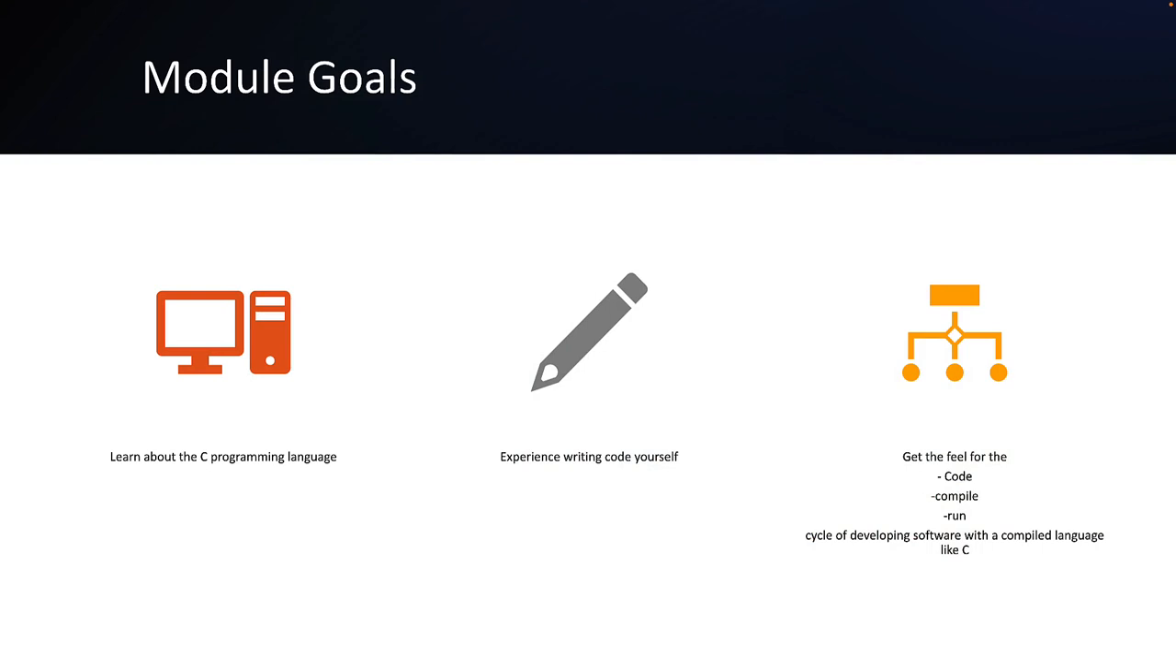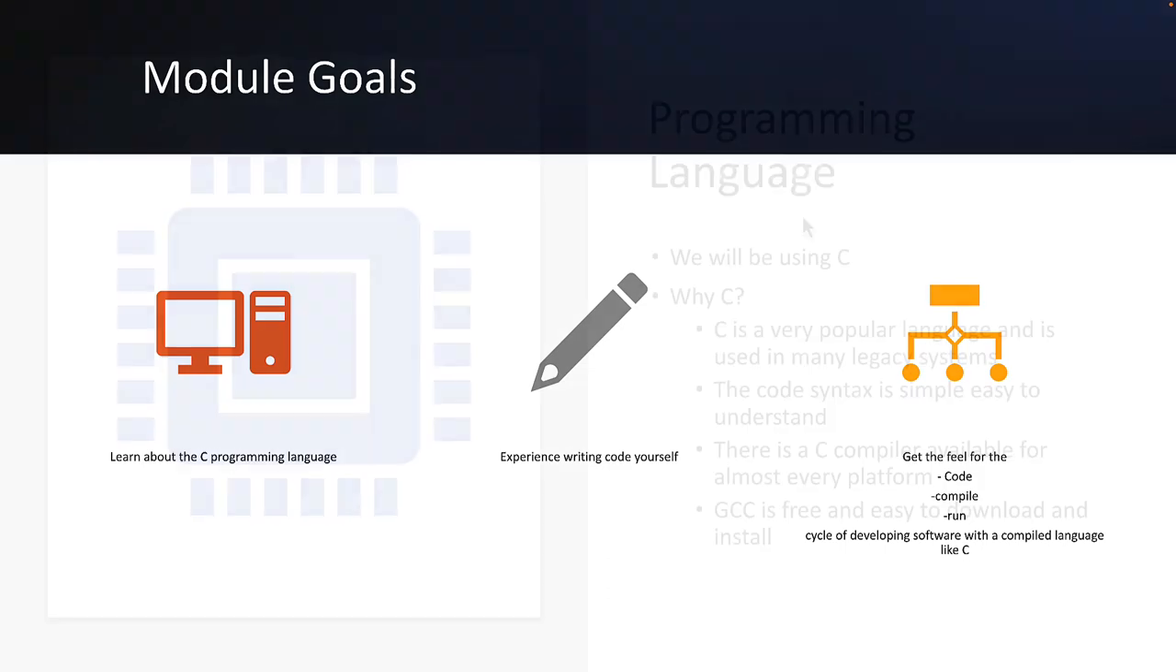So the goals for our module first is to learn about the C programming language. That's the language that we're going to be using in this module. And number two is to experience writing code for yourself. Again, you're not going to be a seasoned programmer after this module, but you'll get a feel for what it's like to write code. And we'll start very simple. So I assume that you have no experience, and we'll work your way through a few exercises so you get used to that. And expanding on that, you'll get the feel for the code compile run cycle that you use with a compiled language like C. So that's really the goals for this module. It's just to get you a taste, if you've never programmed before, of what it's like to be involved with real code and get some hands-on experience.